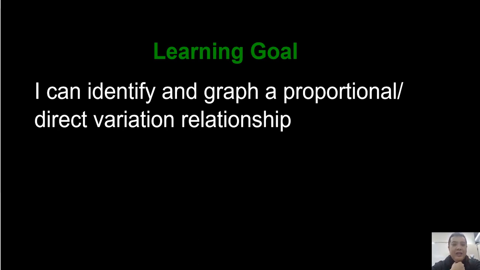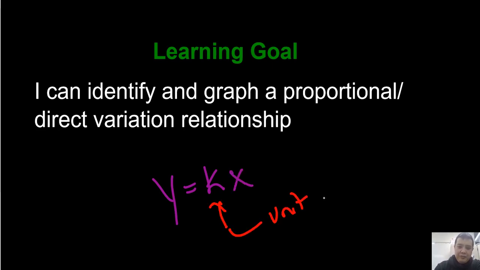Today's learning goal is I can identify and graph a proportional direct variation relationship. These are equations or relationships that can be represented by y equals kx, where k is the unit rate or slope. Notice how the y-intercept for this would be 0, so it goes through the origin.